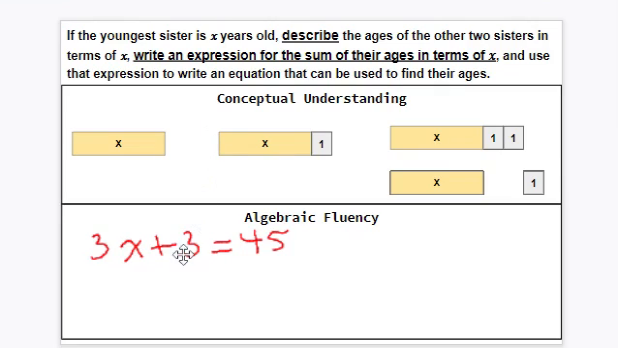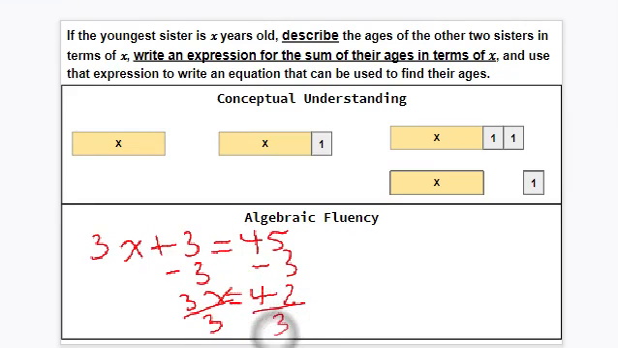We solve for their ages by subtracting 3 from both sides and getting 42 is equal to 3x. Then we divided both sides by 3, and x is equal to 14.